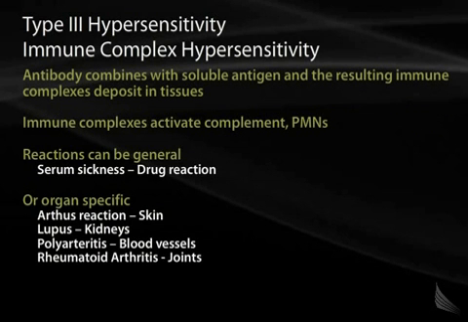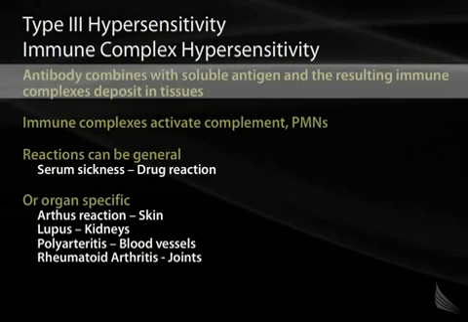Moving on, type 3 hypersensitivity. We call this immune complex hypersensitivity. Remember that immune complexes result when antibodies combine with soluble antigen. And we have this sort of web or network of antibodies and antigens agglutinated together.